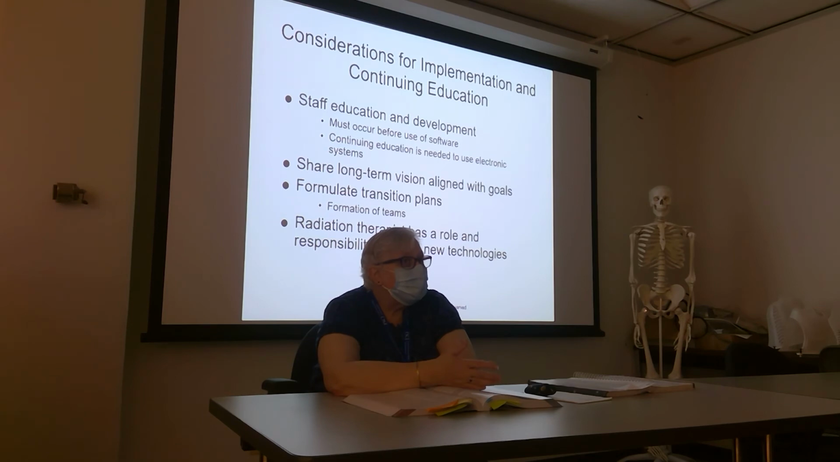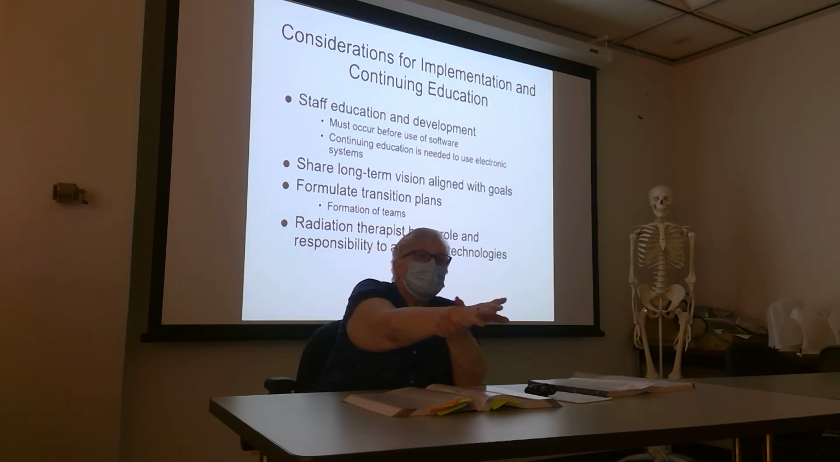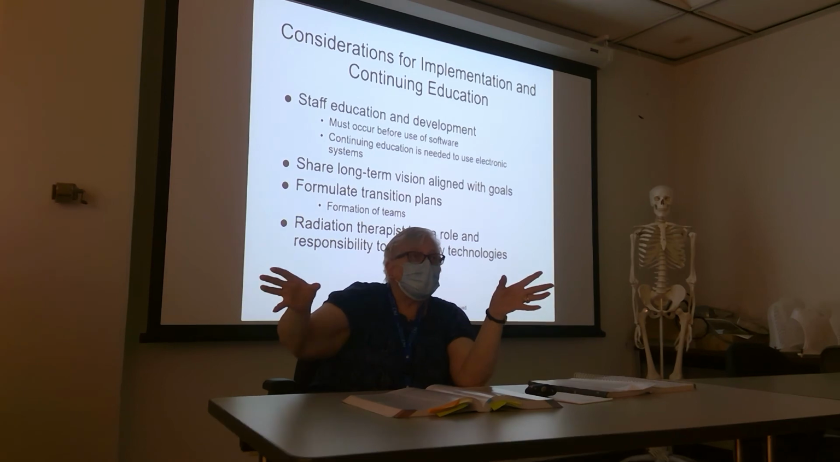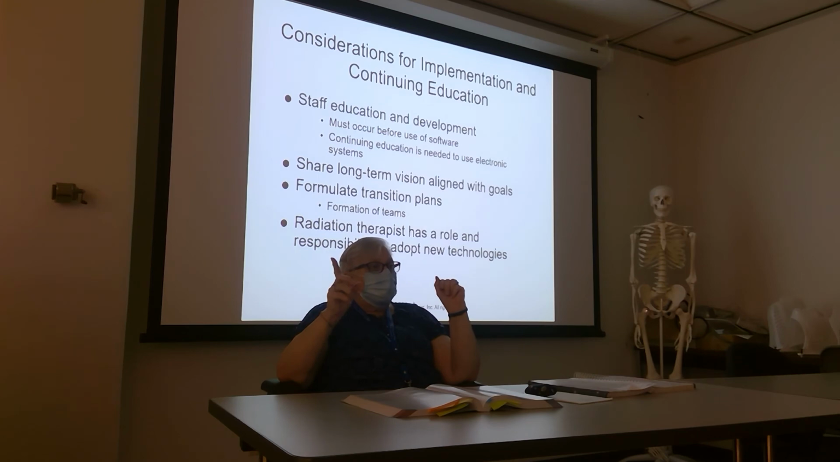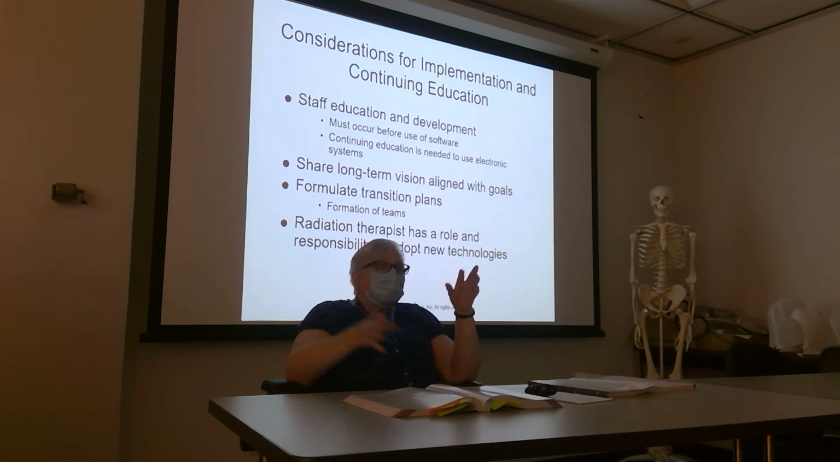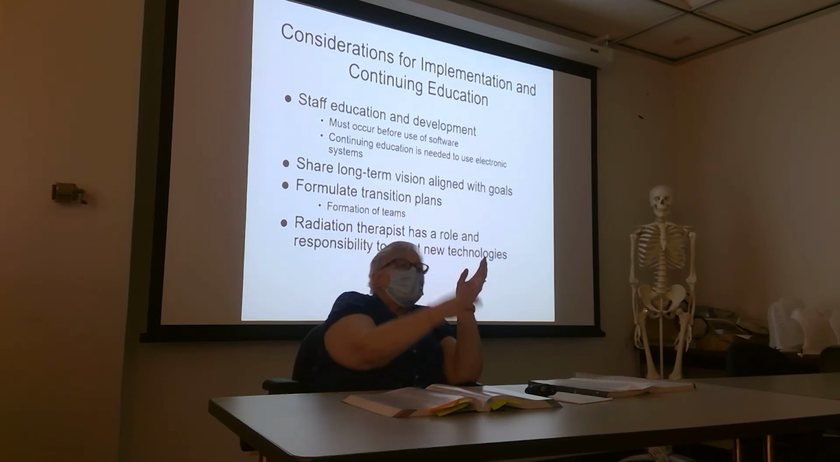Because what happens if you have 2 machines? In UF, for example, they have 3 linear accelerators. 2 are Elekta, 1 is Varian. So all of the therapists have to know the difference, or have to learn the difference between the software that runs the Varian machine and the software that runs the Elekta machine. They could be the same software, but the machines are different, so the way they use it is slightly different.